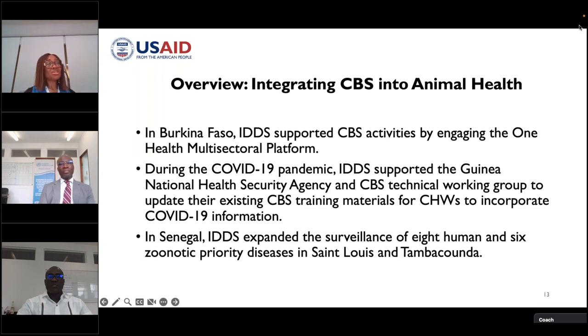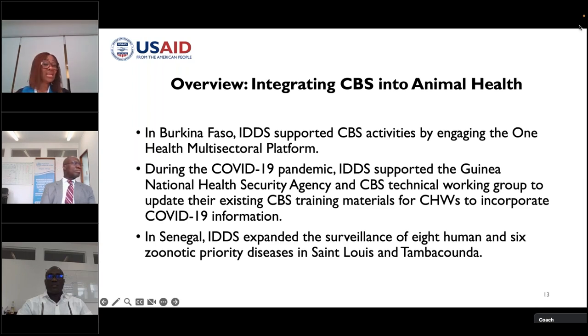IDDS in its implementation has continued to prioritize the One Health approach, and so we have integrated CBS into animal health as well. In Burkina Faso, we did that because we were working through the multi-sectoral One Health platform that had representation from the animal health sector.